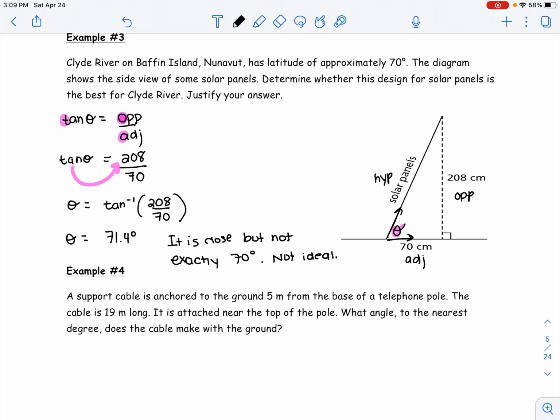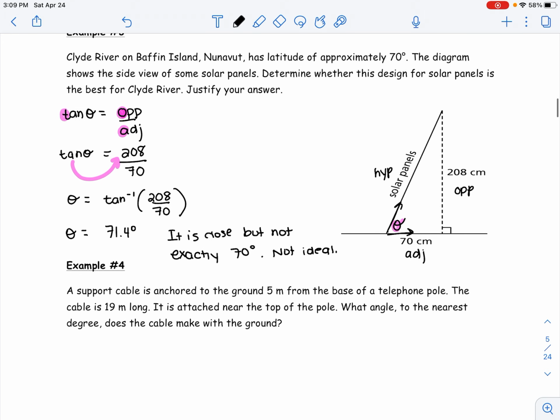If it was exactly 70 degrees, it would get the most benefit from the sun and get the most power. Okay, so we were able to find that angle by using the opposite and adjacent side. And don't forget, when you want to find an angle, you use tan inverse.